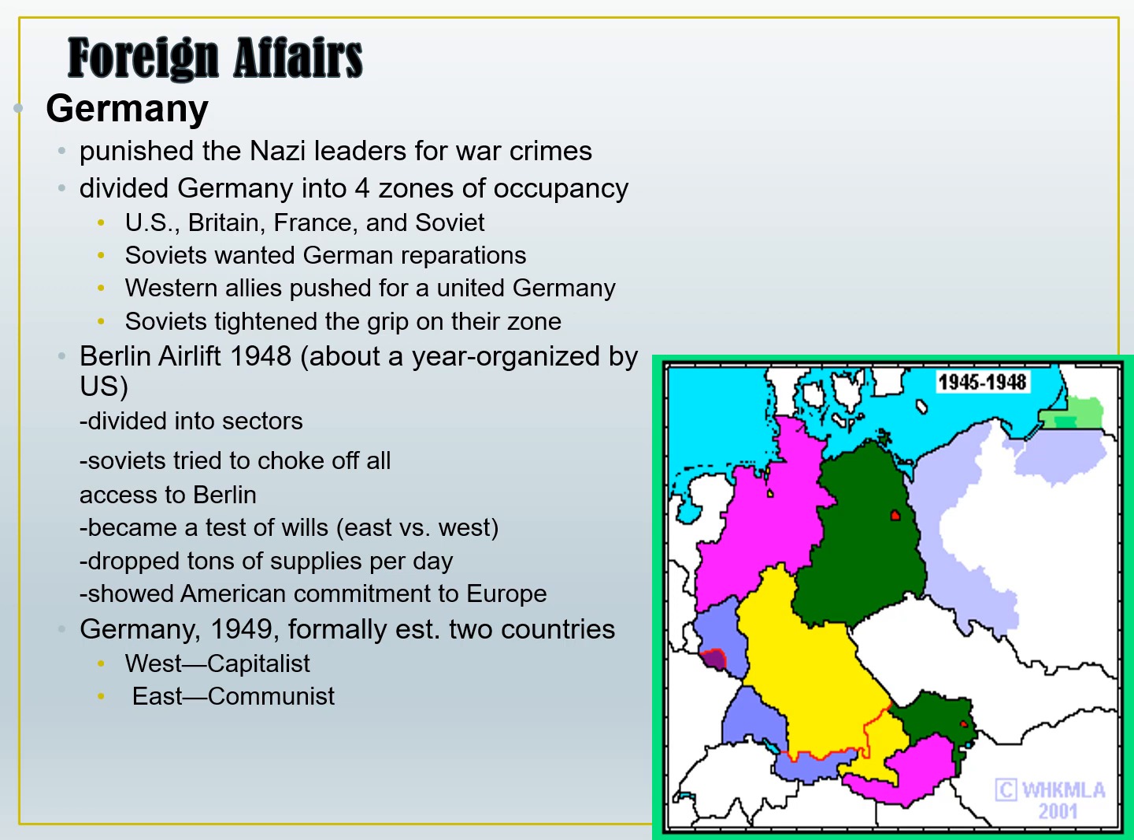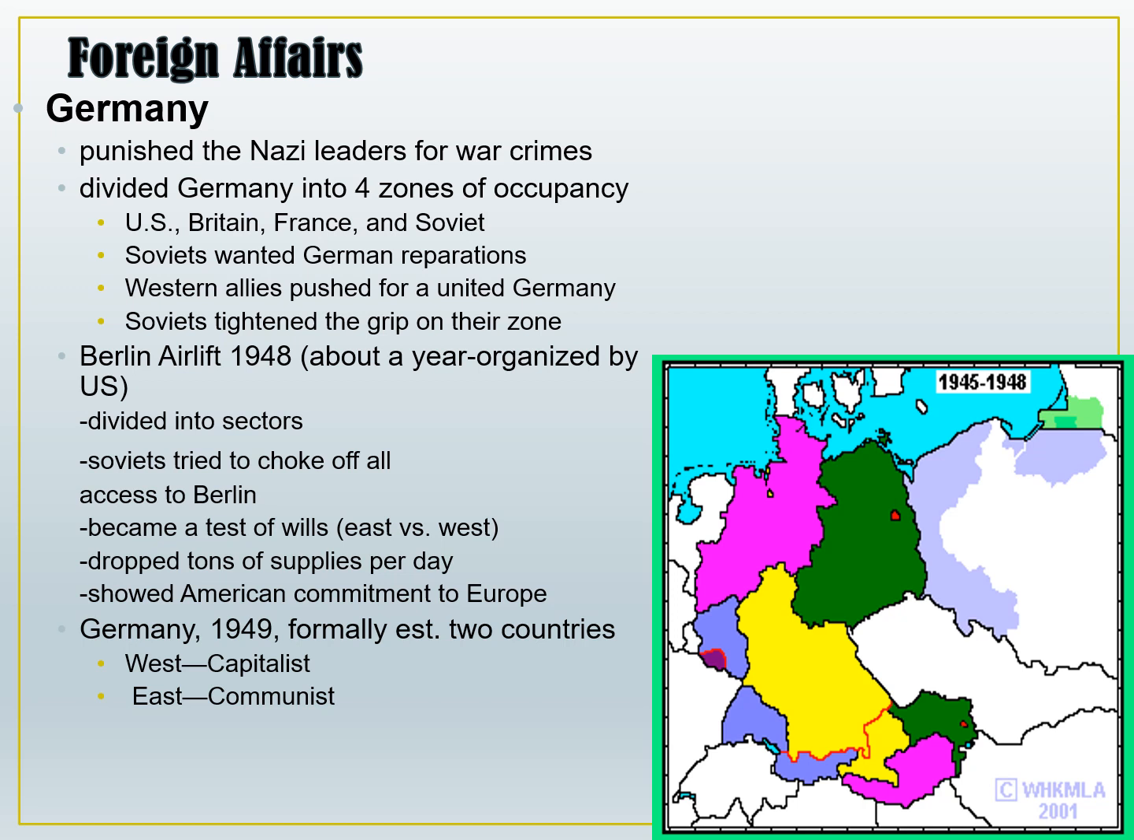Soviets wanted German reparations. They wanted to pay for the war. Western allies actually opposed that, figuring that the only way to reestablish a good economy in the world again is to get Germany producing again. And the Soviets were so opposed to that and eventually started tightening their grip on their zone, making it very difficult for anybody to get in or out of Berlin, that little red dot. As a result, most people in Berlin are stuck and they're not getting supplies. And so the United States organizes a year-round airlift known as the Berlin Airlift in 1948.